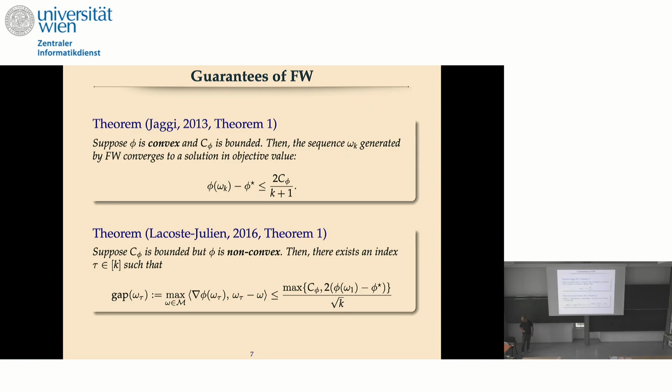So if we have bounded curvature but a non-convex objective, then we can say there exists an iteration tau among the first k iterations such that this gap function is bounded by 1 over square root of k. This gap function is always non-negative by definition, and it's 0 if and only if omega tau is a stationary point, a first order stationary point. So this is actually just the definition of first order stationarity. If you think about this, this comes from the normal cone of M.